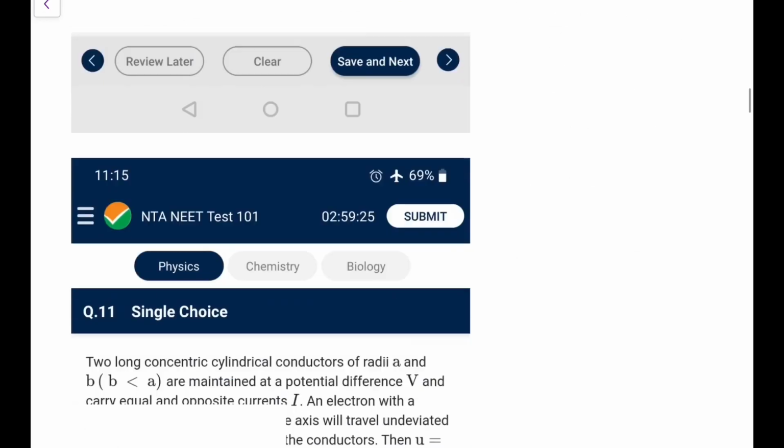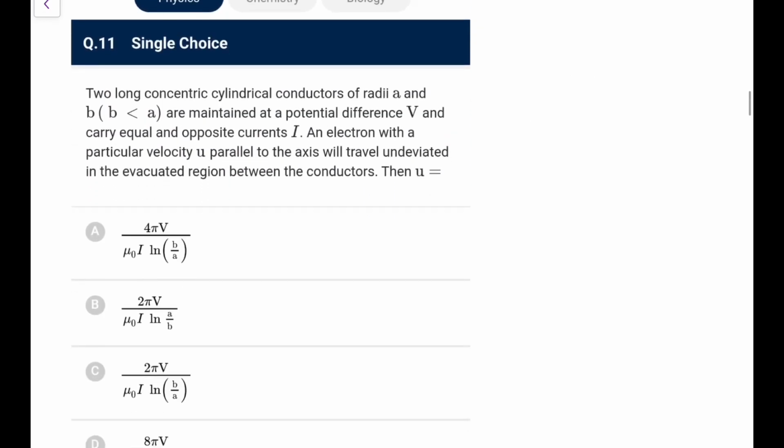Again, this is repeated from the previous test. Two long concentric cylindrical conductors, radius A and B (B is lesser than A), are maintained at potential difference V and carry equal and opposite current I. An electron with a particular velocity u parallel to the axis will travel undeviated in the evacuated region between the conductors, then u is. So again, we did this question before.